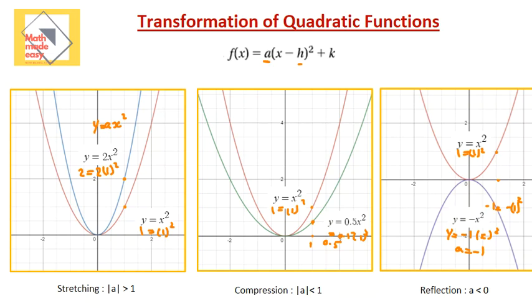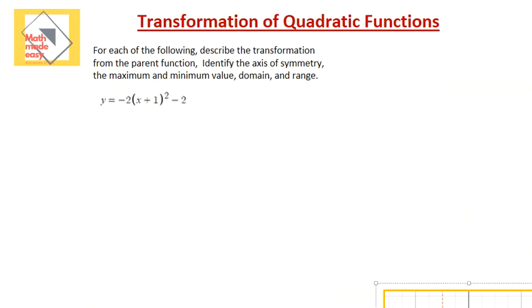Now, we are going to use the information we have just learned to answer the following question. It says here, for each of the following, now we only have 1 here, but we have more in the next page, describe the transformation. So we want to describe how this transformed from the parent function. The parent function is y equals x squared, or f of x equals x squared. So I want to know, this was the parent function, and it became this. So what type of transformation happened? Okay, we want to identify the axis of symmetry. We want to identify the maximum and the minimum values, the domain and the range.